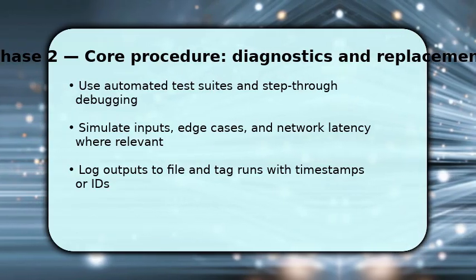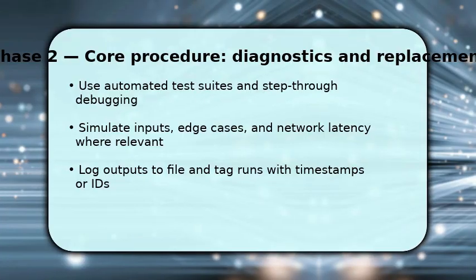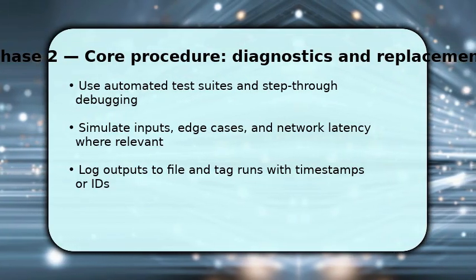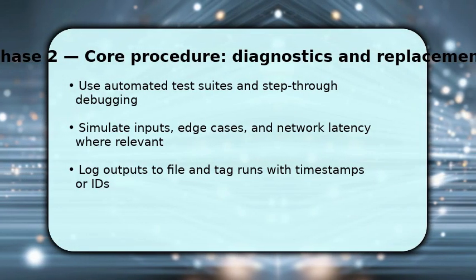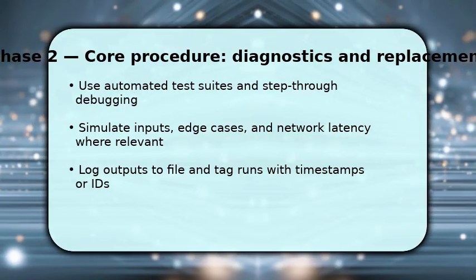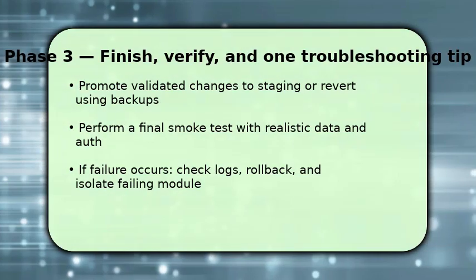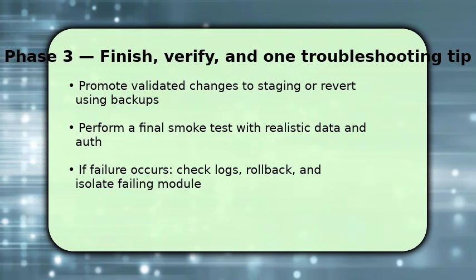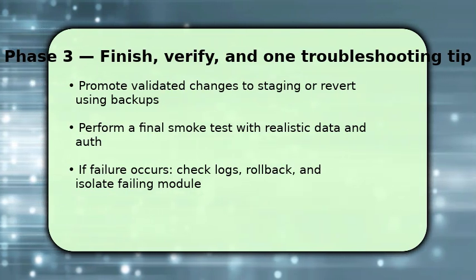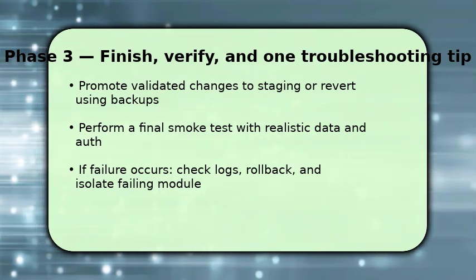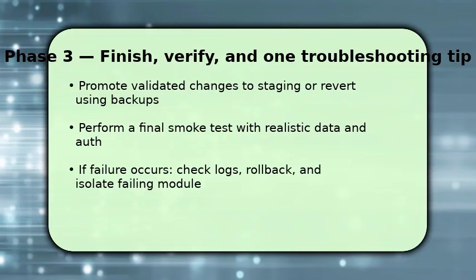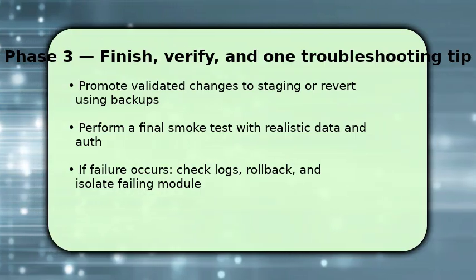Once done, collect logs and error traces and tag each run with a timestamp or ID so you can compare runs. This helps you pinpoint where and why behaviors die. You finish by promoting validated changes to staging or reverting using the backups you made earlier. This preserves safety. Then run a final smoke test with realistic data and authentication to confirm behavior.